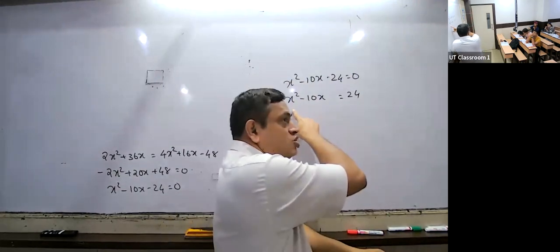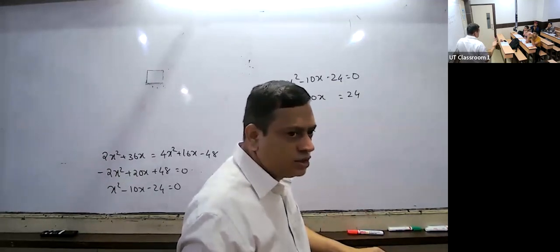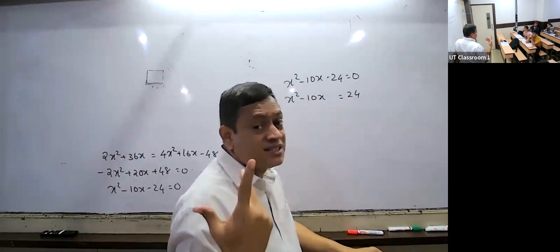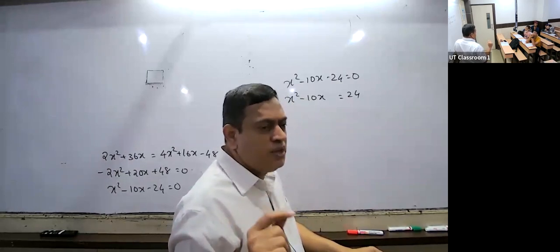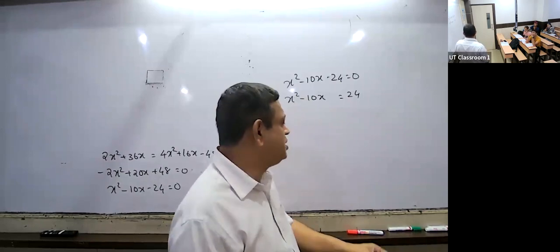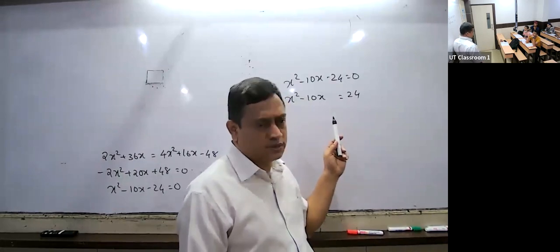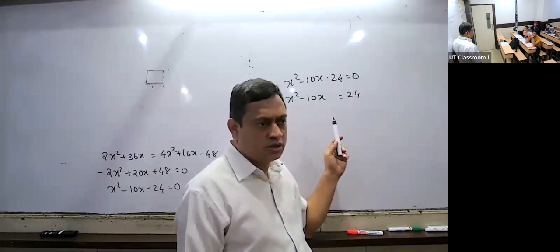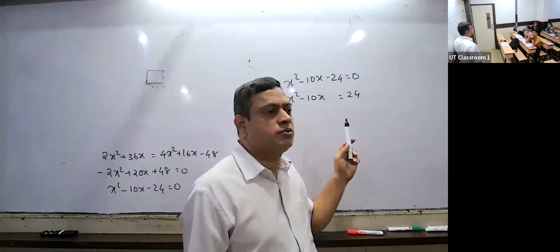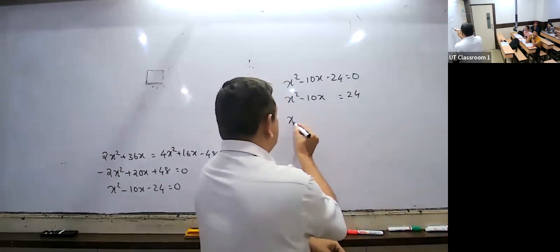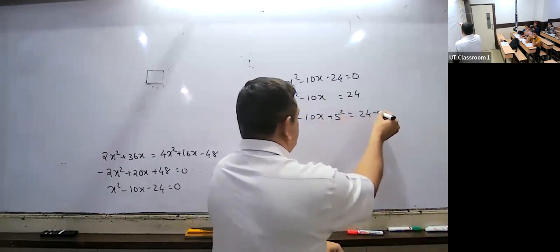This is of the form a square minus 2ab. To make the square, what do we need? The identity a square minus 2ab plus b square. So we need to add b square. What could be the value of b? Half the coefficient of x. What is the coefficient of x? 10. Minus also, no need to bother, you take 10; minus 10 is also fine. Half the coefficient of x is how much? 5. Add 5 square throughout, meaning both sides. x square minus 10x plus 5 square is equal to 24 plus 5 square.